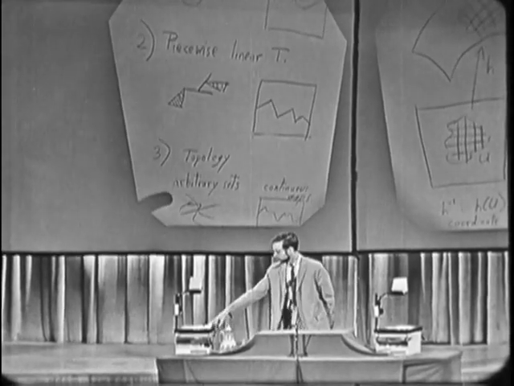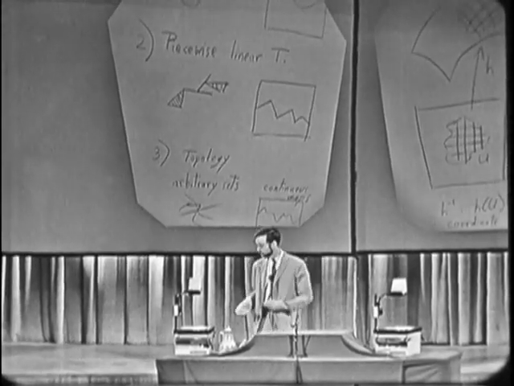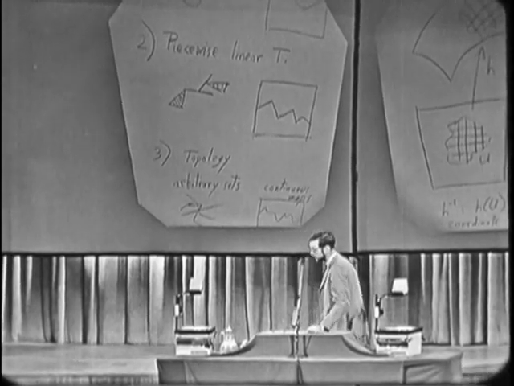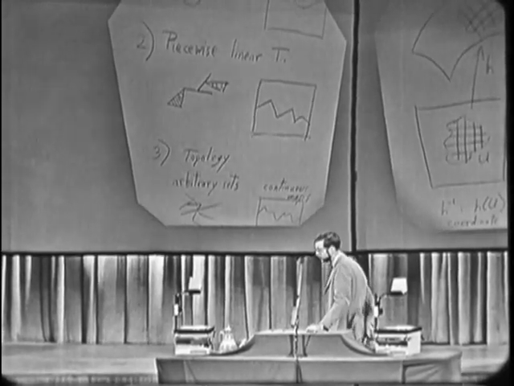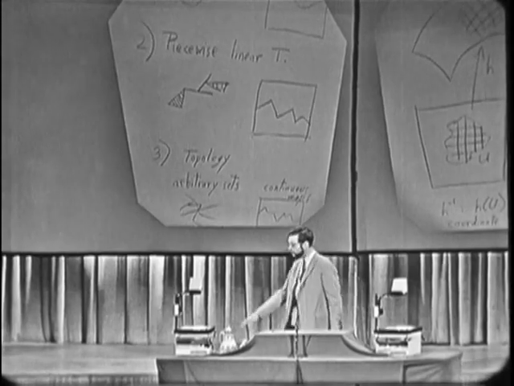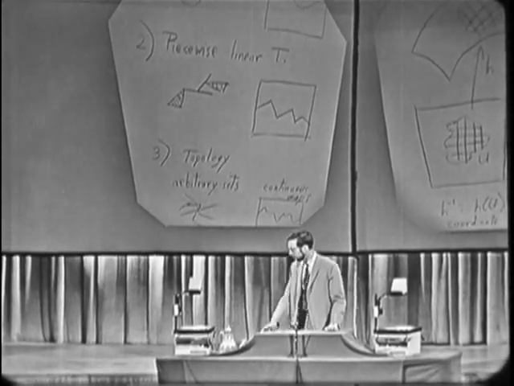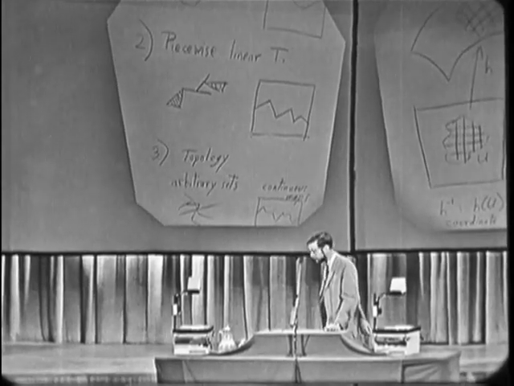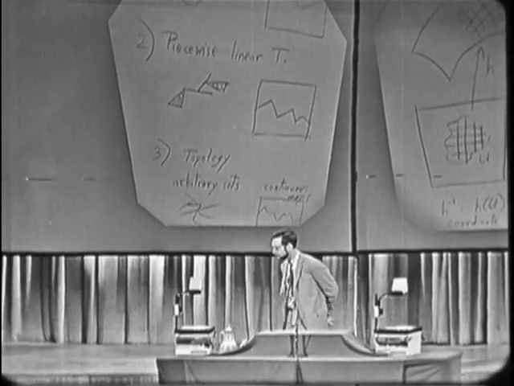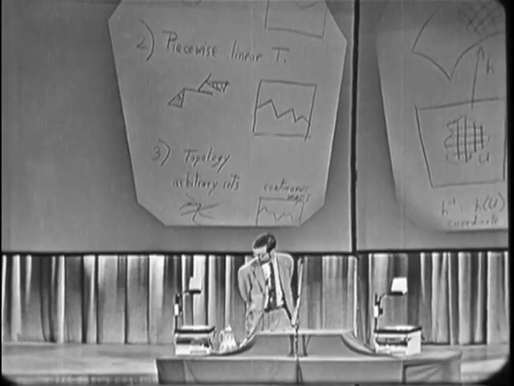Two sets are homeomorphic if there is a mapping between them which is continuous and has a two-sided inverse which is also continuous. And in this case, we talk about piecewise linear homeomorphism. It's a homeomorphism which is piecewise linear, and it turns out then automatically that the inverse will be piecewise linear.